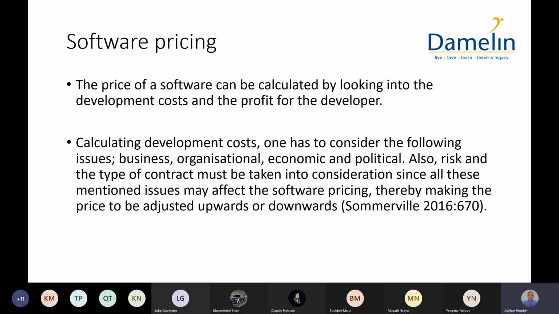So the price of a software can be calculated by looking into the development cost and the profit for the developer. Calculating development costs, one has to consider the following issues: business, organizational, economical, and political. Also, risk and the type of contract must be taken into consideration, since all these mentioned issues may affect the software pricing, thereby making the price to be adjusted upwards or downwards.